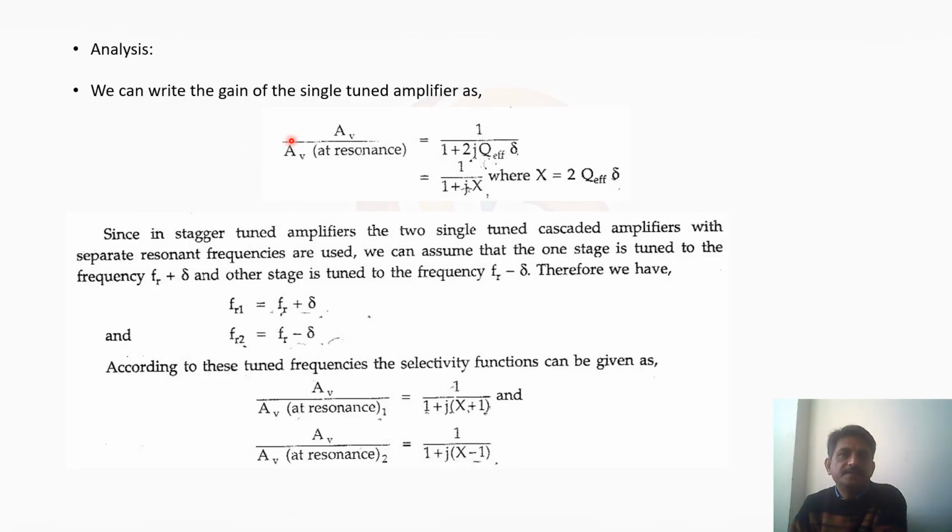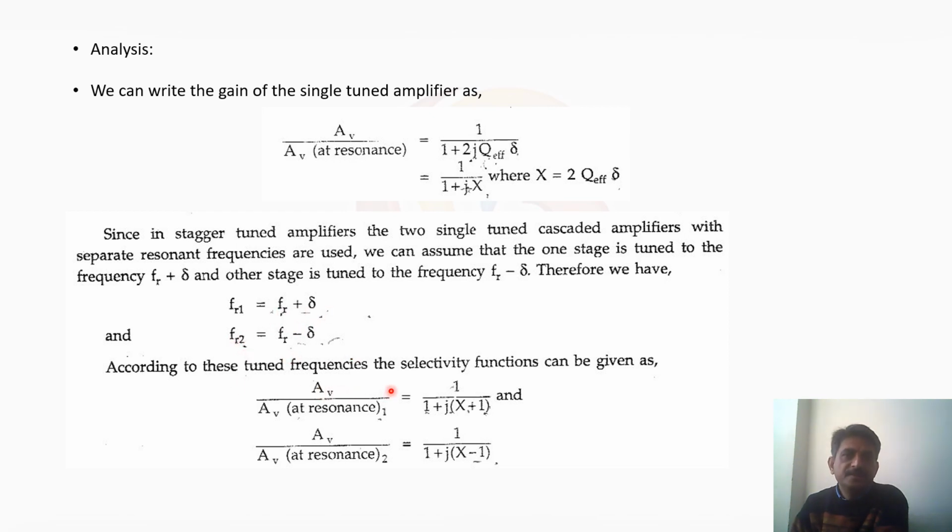So we can write the gain for a single tuned amplifier in terms of x, where x is equal to 2 Q effective into delta. Since in a staggered tuned amplifier the two single tuned cascaded amplifiers with separate resonant frequencies are used, we can assume that one stage is tuned to the frequency fr plus delta and the other to the frequency fr minus delta. So fr1 is fr plus delta, fr2 is fr minus delta.